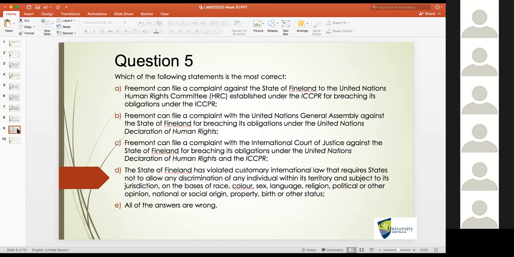Or B, Fremont can file a complaint with the United Nations General Assembly against the State of Fineland for breaching its obligations under the United Nations Declaration of Human Rights. Or C, Fremont can file a complaint with the International Court of Justice against the State of Fineland for breaching its obligations under the United Nations Declaration of Human Rights and ICCPR. D, State of Fineland has violated customary international law that requires states not to allow any discrimination of any individual within its territory and subject to its jurisdiction on the basis of race, colour, sex, language, religion, political or other opinion, national, social origins, property, birth or other status. E, all of the answers are wrong.